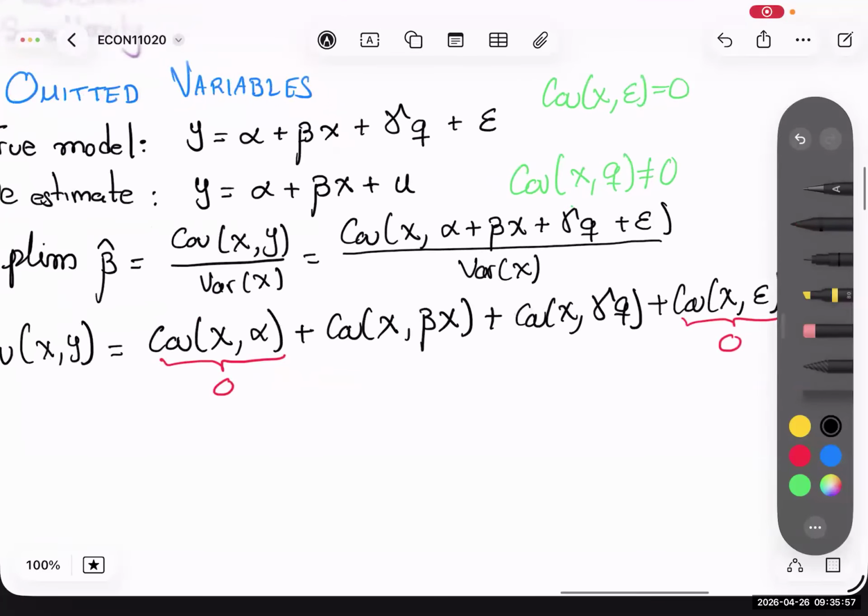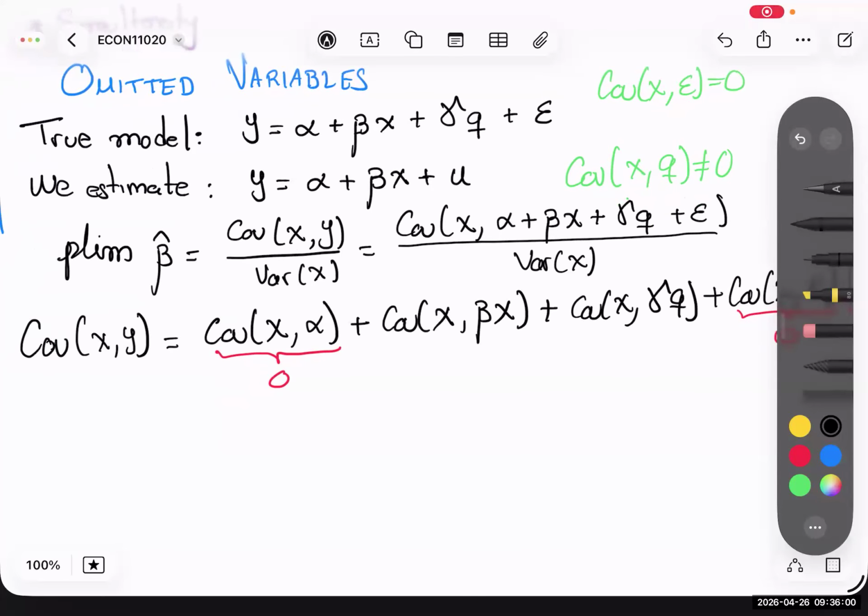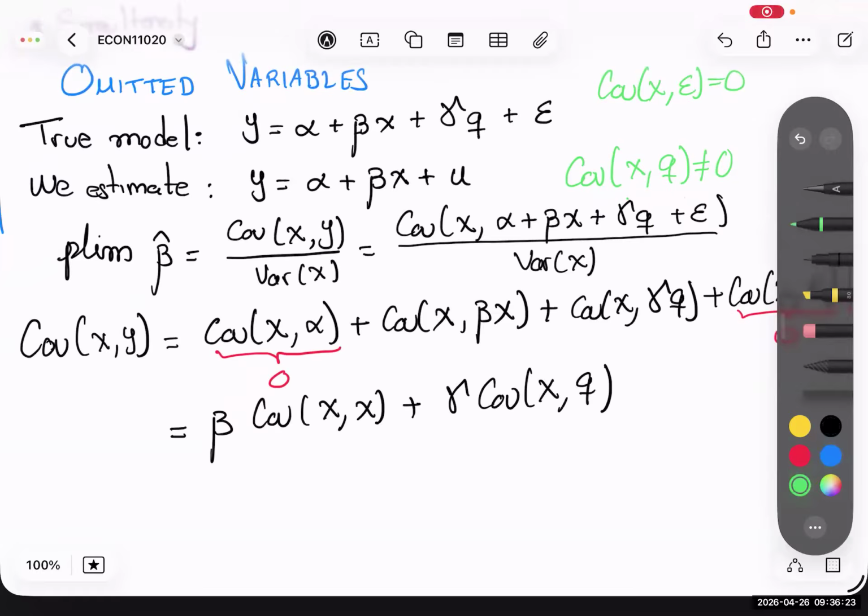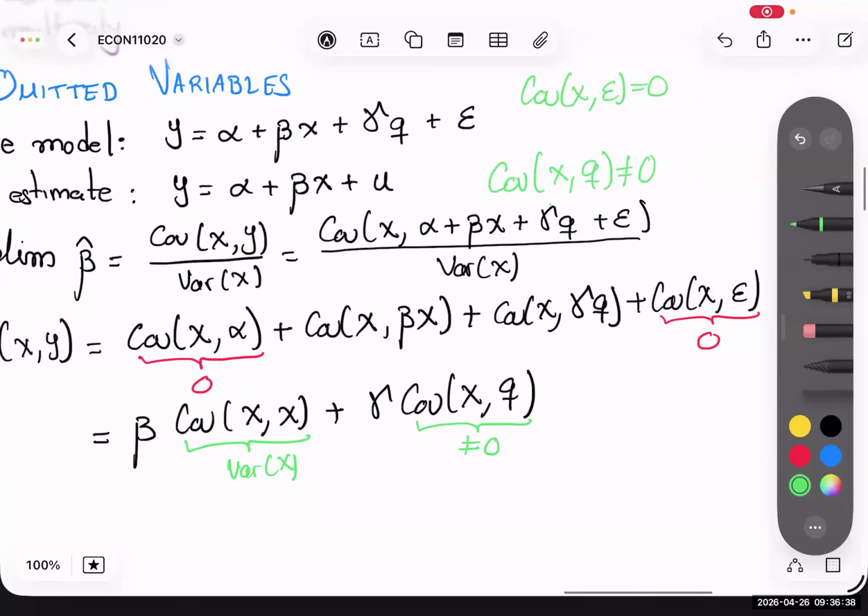So we simplify this even more. What we will see is that the covariance of X and Y is beta times the covariance of X and X plus gamma times the covariance of X and Q. What we also know is that the covariance of X and X is the variance of X. And this one, unfortunately, is different from 0. Why? Well, that's precisely what I mentioned here.